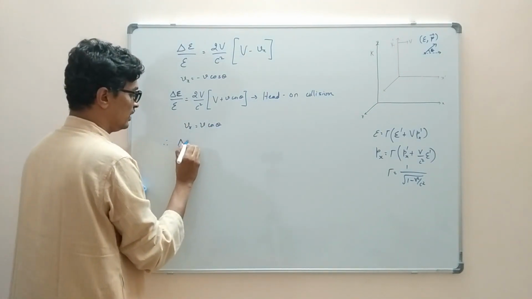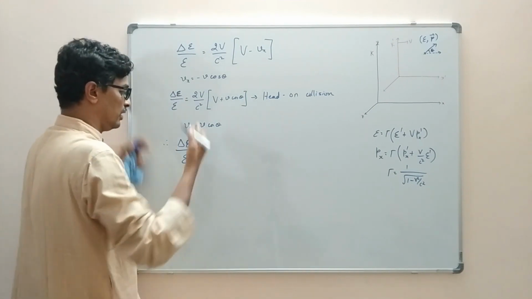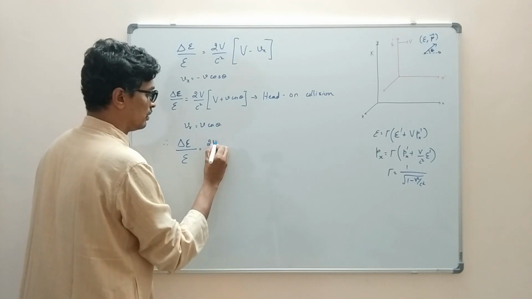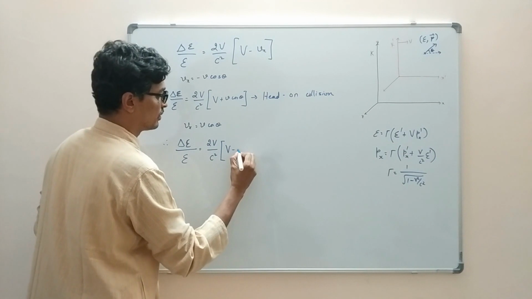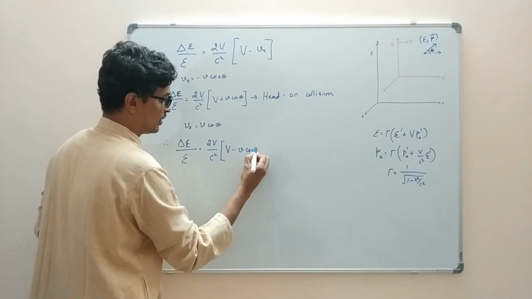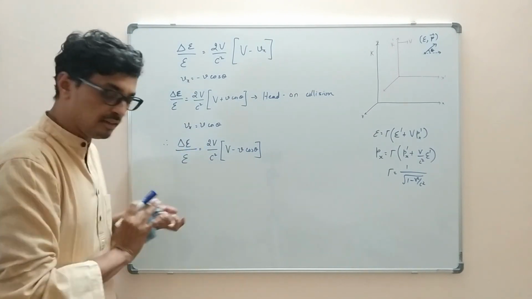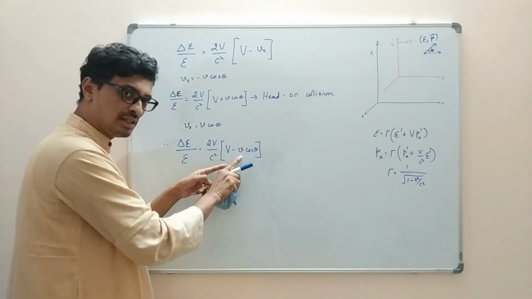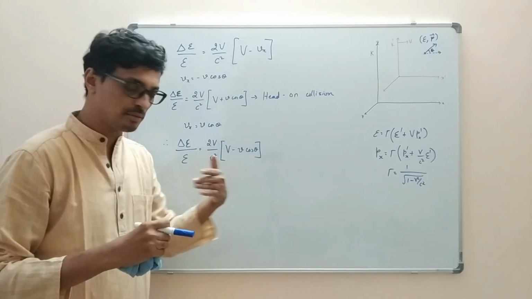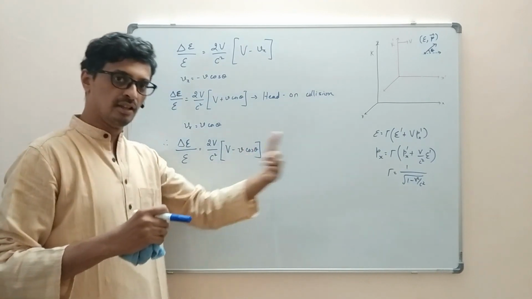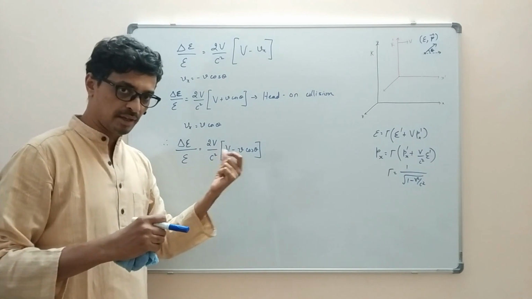Therefore delta epsilon by epsilon is equal to, you can call it either E or epsilon, whatever, 2V by c square times (V minus v cos theta). Now if you see this relation, v will generally be larger than V, because for the scatterer velocities, this is a massive scatterer. The scatterer is not going to have a larger velocity than the charged particle, because it is massive.